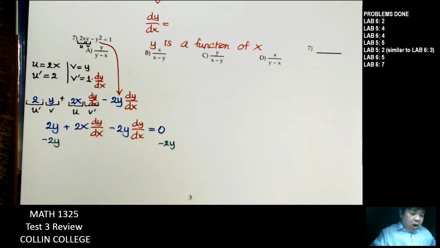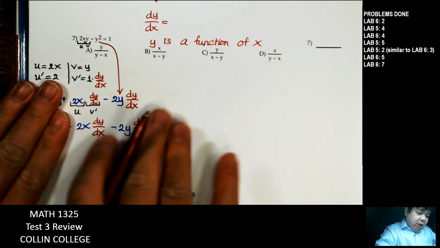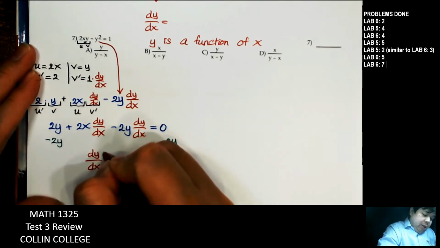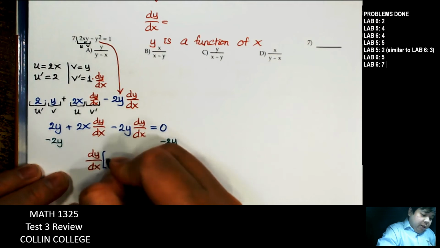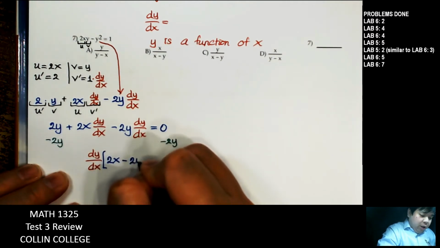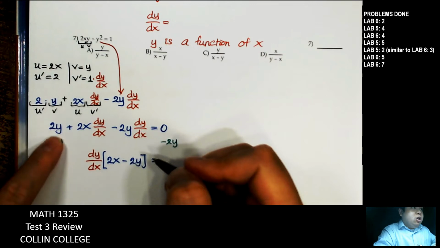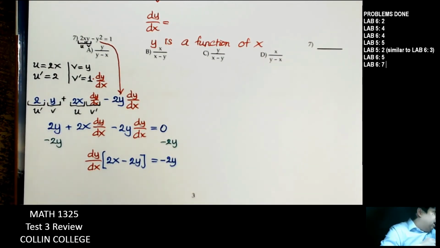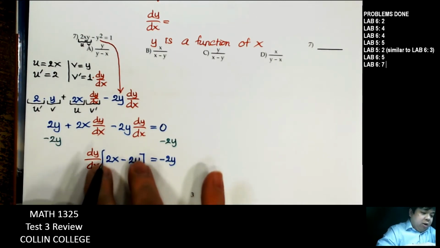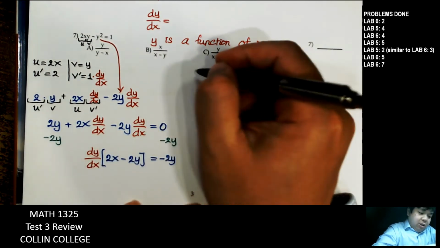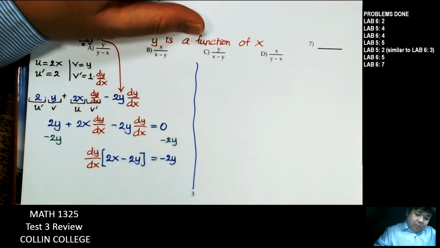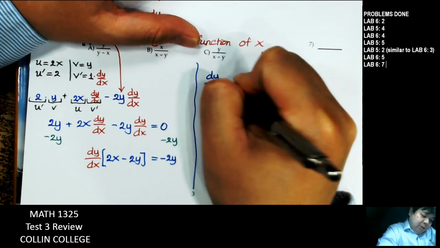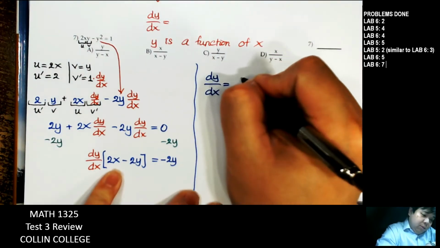Right, what we do next, we're going to move the 2y over. And since both of these have dy over dx, we'll factor the dy over dx out. Inside we will have 2x minus 2y, the 2y already on that side as negative 2y. Next, we just need to divide both sides by what is inside this bracket.